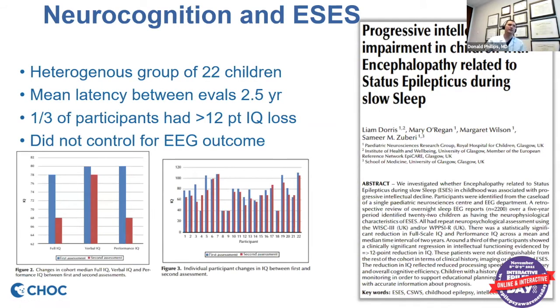Another paper demonstrated progressive intellectual impairment in children with ESES. So this is a group of 22 children. They had ESES for different reasons, so they were a heterogeneous group. This was only 2.5 years of follow-up on average. But even in those 2.5 years, there was decline in the majority of the cohort, and a third of them had greater than 12-point IQ loss, and that was independent of treatment. This study did not go into how well the patients were treated. The point of the study is that we have to be looking at cognition as an independent variable, because even if your seizures may be under control or getting better, we have to attend to development as well.